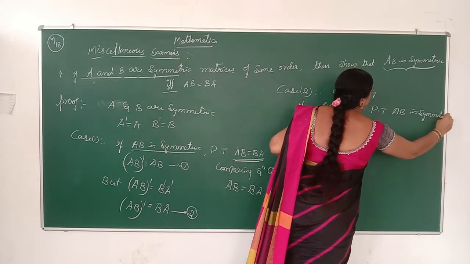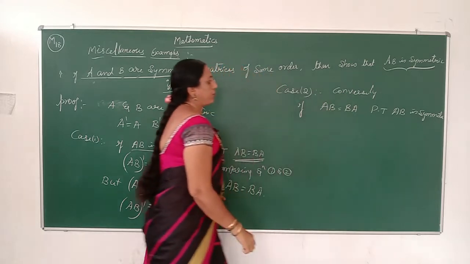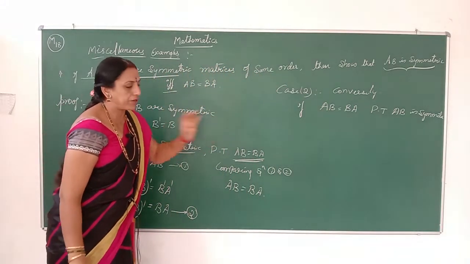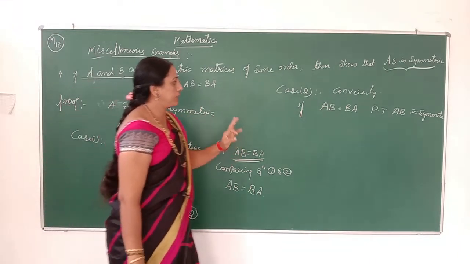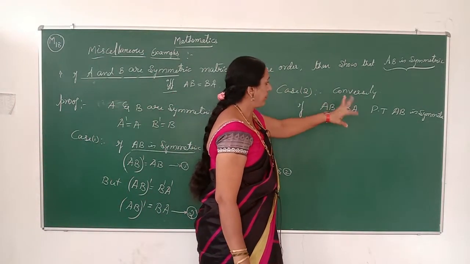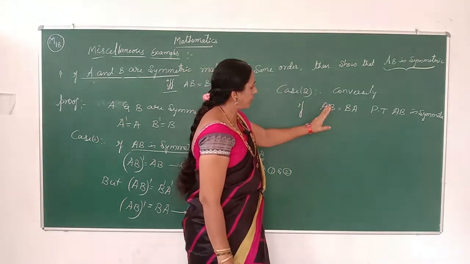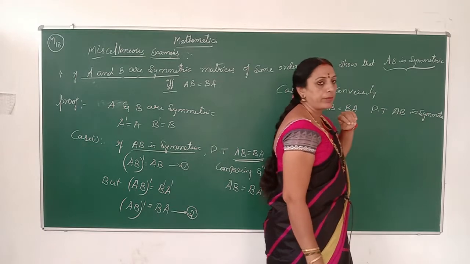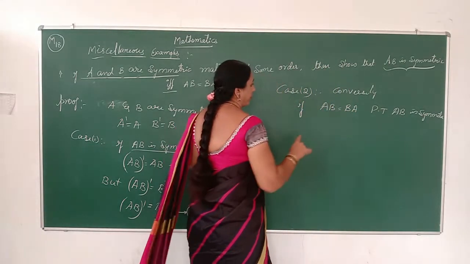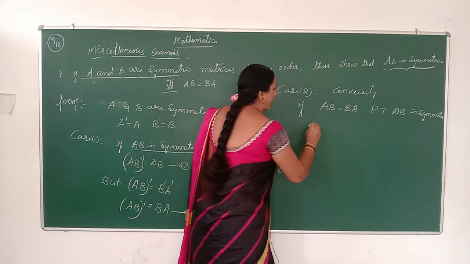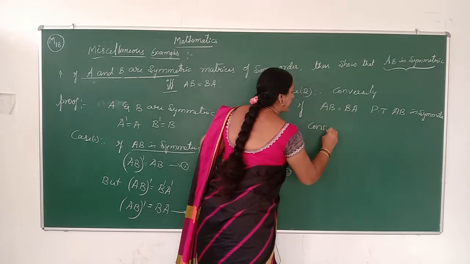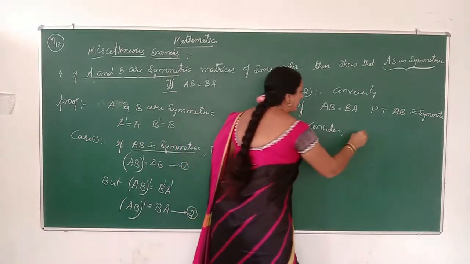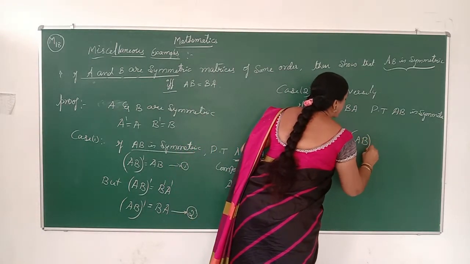AB is symmetric. So we use the reverse process. In the first case, taking AB is symmetric, now prove that AB is equal to BA. But in the second part, if it is given that AB is equal to BA, by using that given condition, now prove that AB is symmetric. So if AB is equal to BA, again to prove it is symmetric we must use the definition of transpose. Consider (AB) dash.